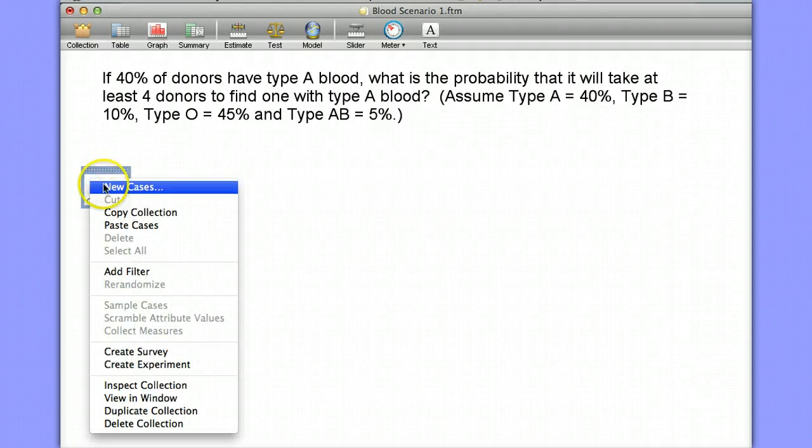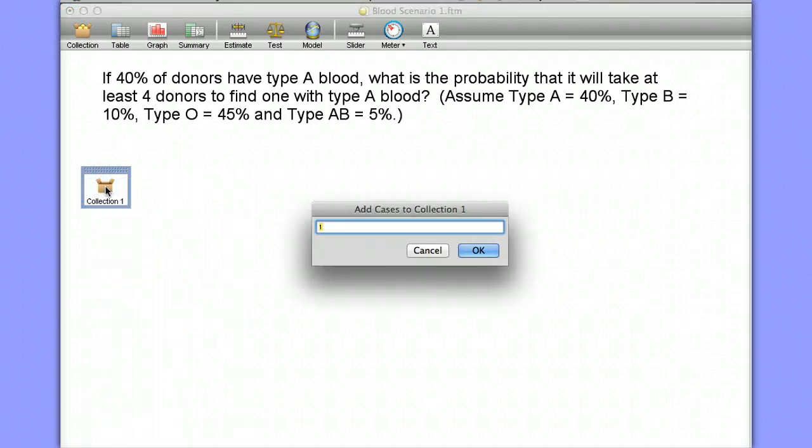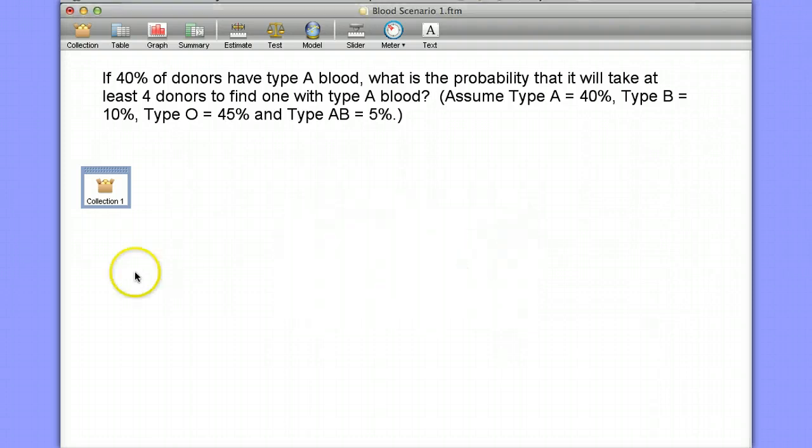And next, I'm going to add some new cases. But how many cases should we add? Well, this is in a ratio of 40 to 10 to 45 to 5, which we could reduce to a ratio of 8 to 2 to 9 to 1. And if you add those numbers together, we have 20 total cases. This is easier than typing 40 A's, 10 B's, 45 O's, and so on.